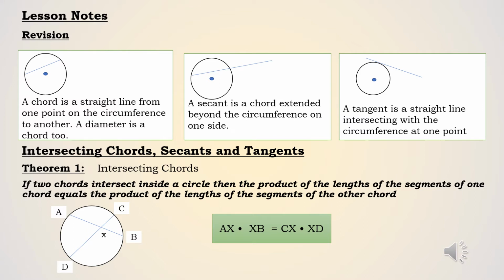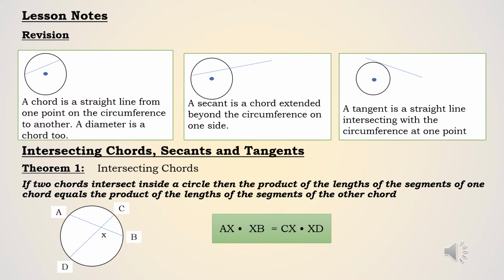In the second diagram, you can see a secant. A secant is a chord extended beyond the circumference on one side only. In the third diagram, you can see a tangent. A tangent is a straight line intersecting with the circumference at one point only.